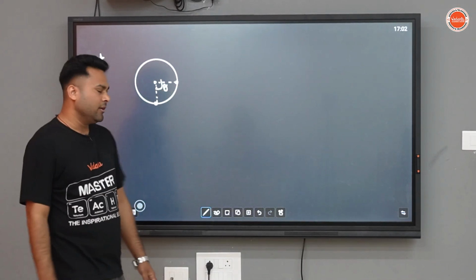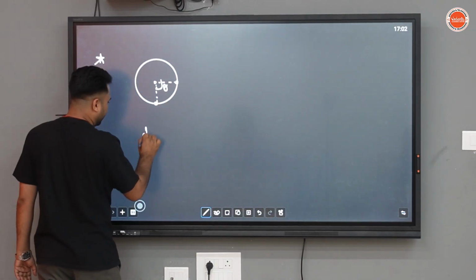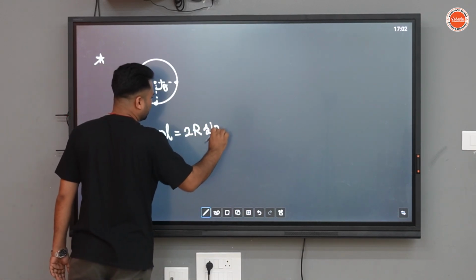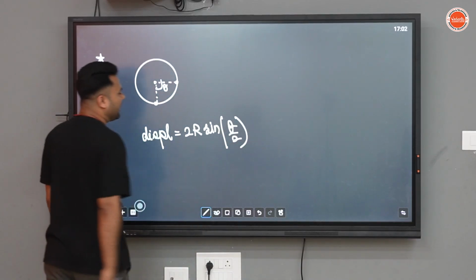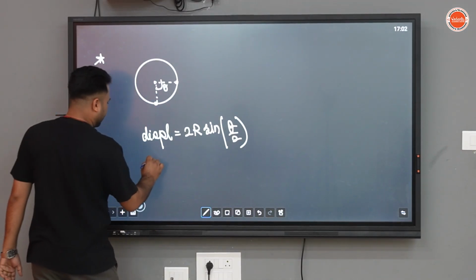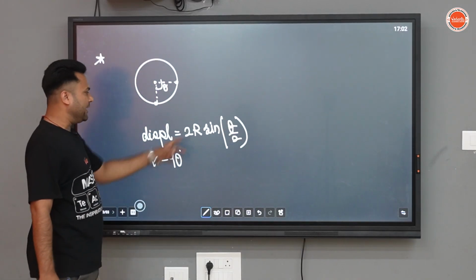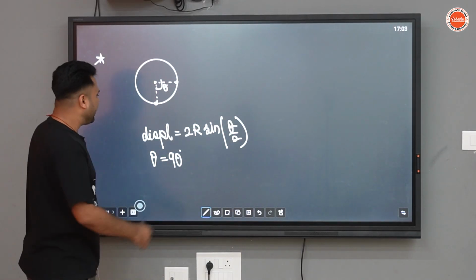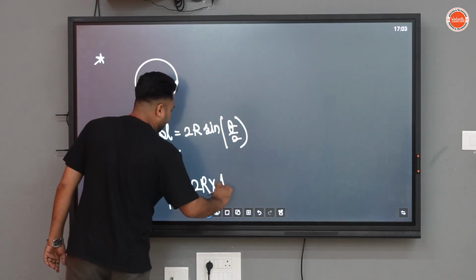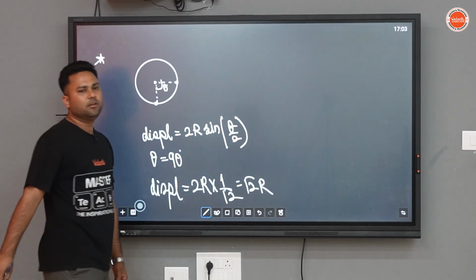In general, if I ask what is the displacement, this formula you have to remember: 2r sine theta by 2. Now see, if this angle is 90 degrees, suppose theta is 90 degree, so sine 90 by 2, sine 45 degree, 1 by root 2. So your displacement in that case will be 2r sine 45 degree, 1 by root 2. So this will cancel. So root 2r. Same answer we got.